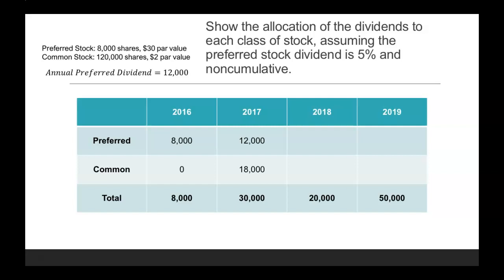In 2018, not as good of a year. We only gave out $20,000 in dividends, but still plenty to give preferred their $12,000. So preferred gets all of their $12,000 amount, and common, there's $8,000 left over for them. 2019, now we decide that we're going to hand out $50,000 in cash dividends. Preferred still just gets their $12,000. Common gets the extra $38,000.